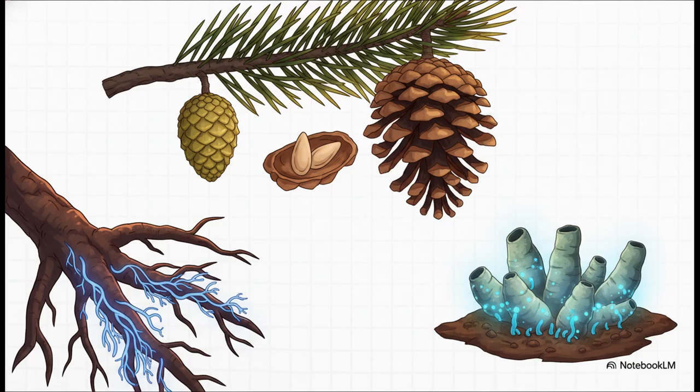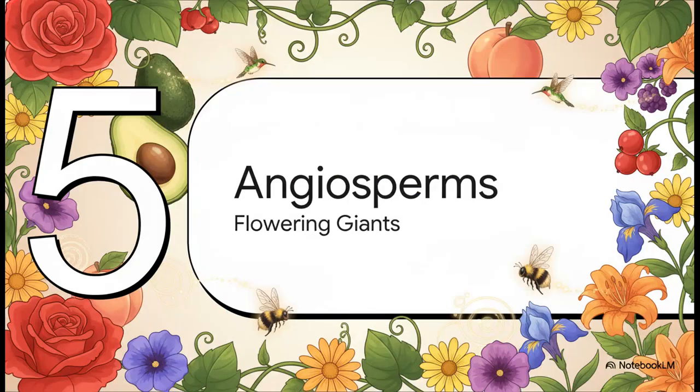Gymnosperms like the pinus tree literally team up with mycorrhiza fungi to extract nutrients from otherwise barren soil. Meanwhile, the cycas plant develops special roots that actually house nitrogen-fixing cyanobacteria. They literally partnered with other kingdoms of life to dominate the land. And finally, we reach the climax of our tech tree. Level 5, angiosperms, the flowering giants.